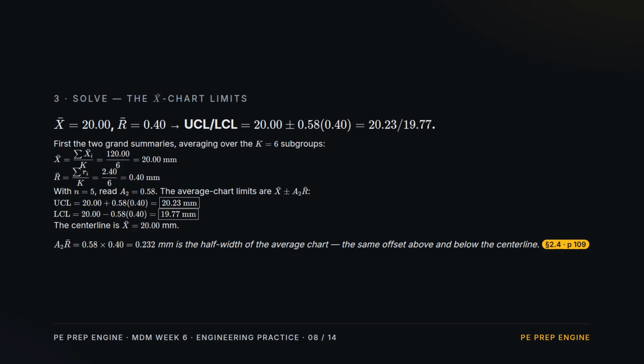Solve. The X-bar chart. Average the 6 subgroup means to the grand mean, and the 6 ranges to R bar. With A2 from the n=5 row, the average chart limits are the grand mean plus or minus A2 times R bar. That puts the upper limit at 20.23 and the lower at 19.77, centered on 20.